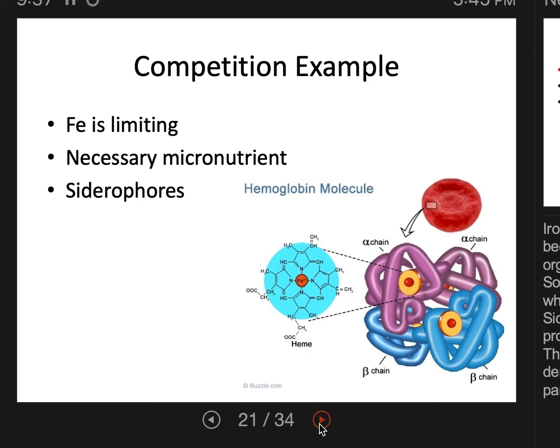So that would be an example of competition. It's not necessarily eating the host, it's just taking nutrients that the host needs to build all the molecules that it needs to build.